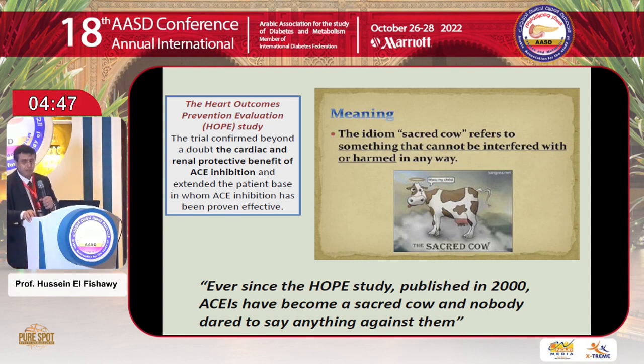ACE inhibitors have become a very important cornerstone after the HOPE study, which is the Heart Outcomes Prevention Evaluation study. This trial confirmed beyond a doubt the cardiac and renal protective benefit of ACE inhibition and extended the patient base in whom ACE inhibition has been proven effective. And they have called it a sacred cow, which refers to something that cannot be interfered with or harmed in any way.